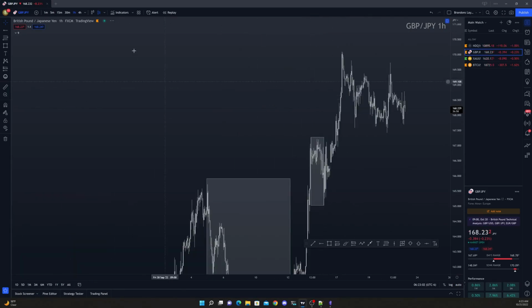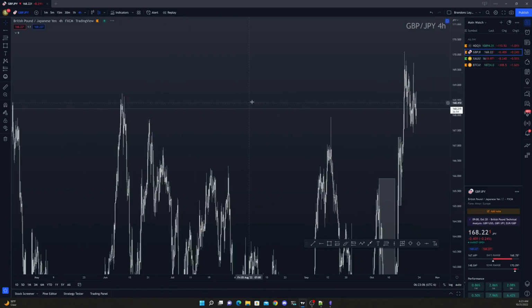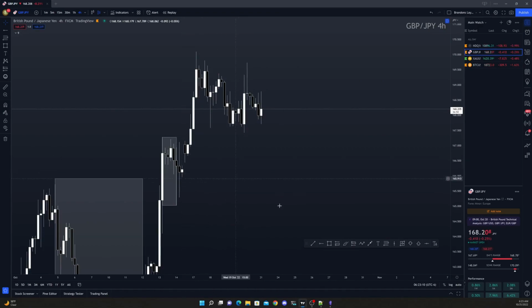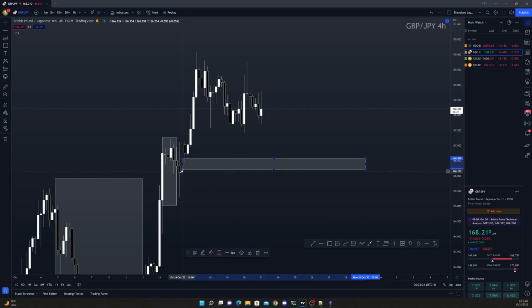Or, again, maybe we're just redistributing, or no, I'd say potentially reaccumulate. Ultimately, what we want to see before we take any particular type of trade, I mean, there's a large gap here. So we could actually use this, maybe this area right here.